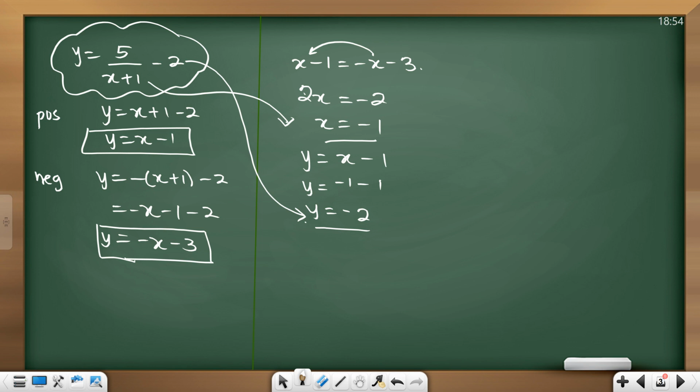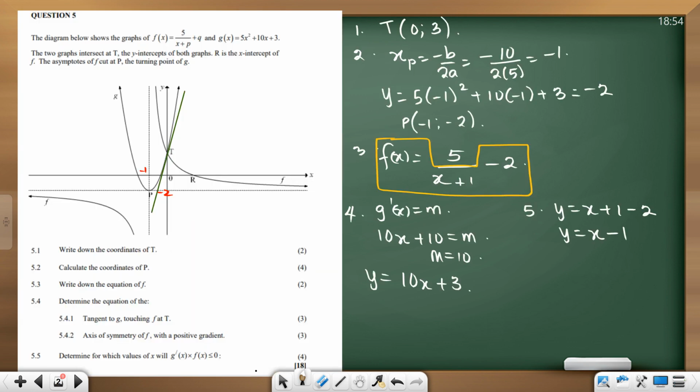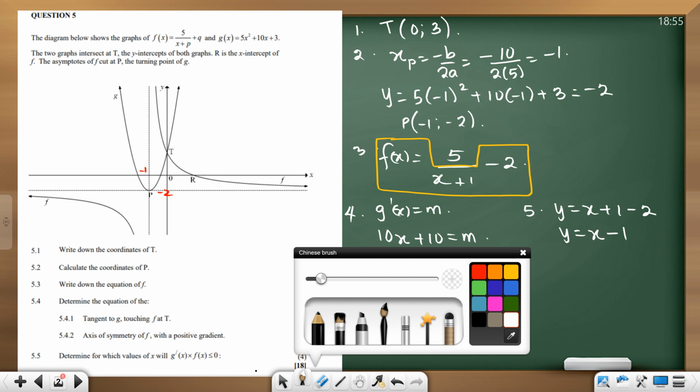Okay. So we're good. The last one is where things went a little bit south. Okay, but let's see. It says determine for which values of x will g prime of x. Now, I know, but this is easy. I thought they're asking you for the gradient of f of x, prime of x times f of x. Guys, now this question is... All right, let's see quickly.